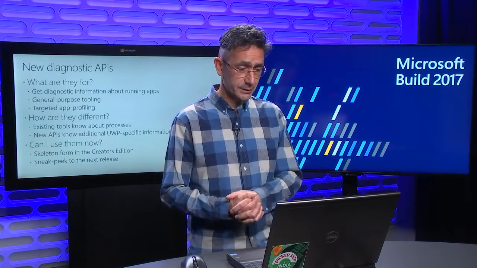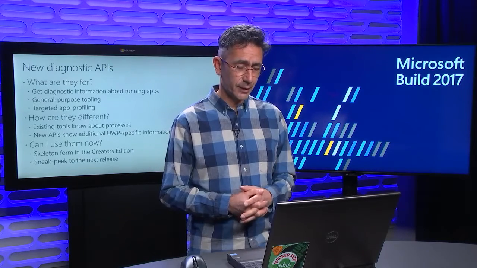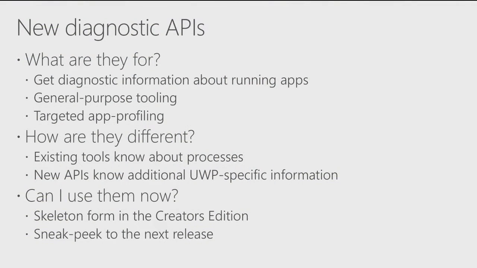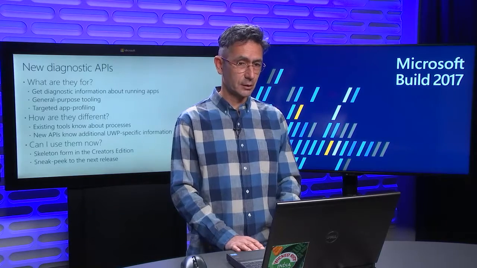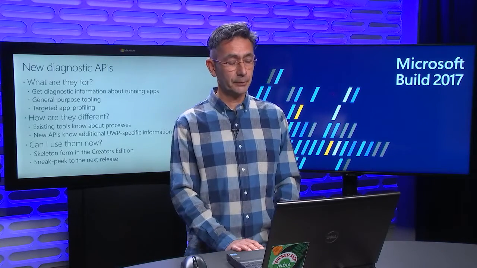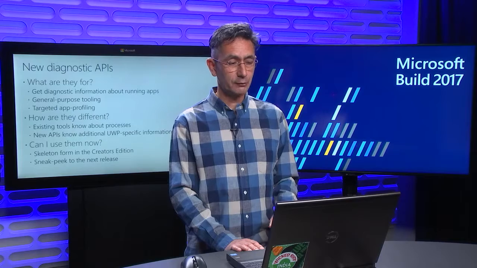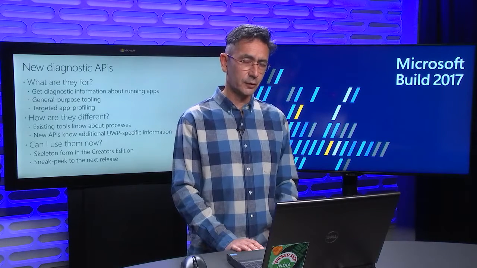Can you use them now? Yes. We shipped a very, very minimal version of these APIs in the Creators Edition. So you can use them right now. If you think about what we're doing, we're exposing information to a UWP app about other UWP apps or other apps in general. And that's something we've never done before. So for the Creators Edition, we focused on building the infrastructure so that this would actually work correctly. And we only released a very, very minimal set of data on top of that.